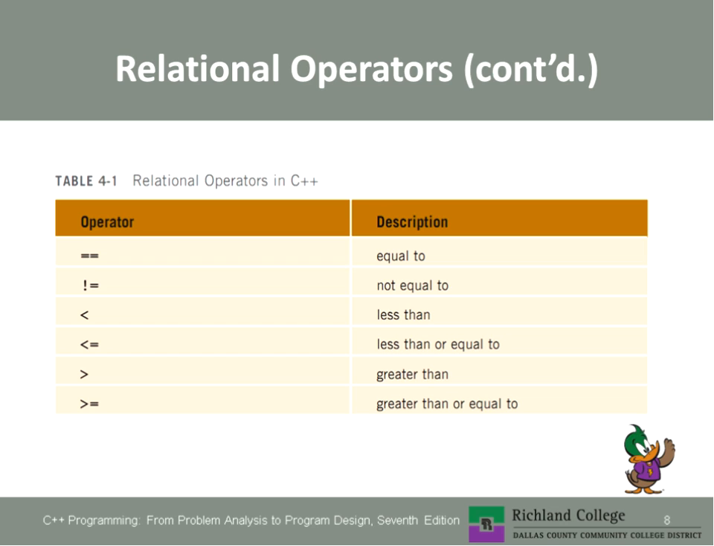Relational operators, these are very important. Make sure that you look at this table. That's going to be the trickiest one right here. This is not an assignment operator, so make sure that they're different. You see the difference between the assignment operator and the relational operator, the double equal, and there is no space between them.